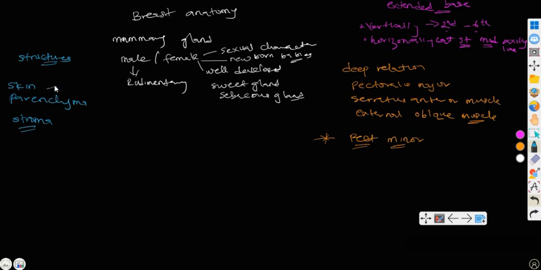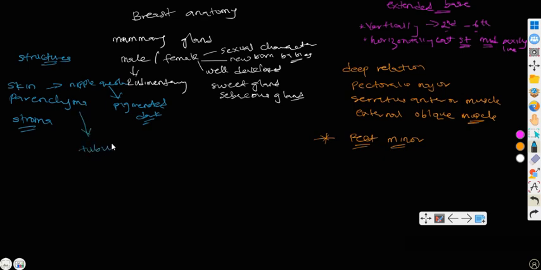The skin is the outer surface of the breast. It presents the nipple and the areola. The areola is that pigmented area around the nipple. It's usually dark.